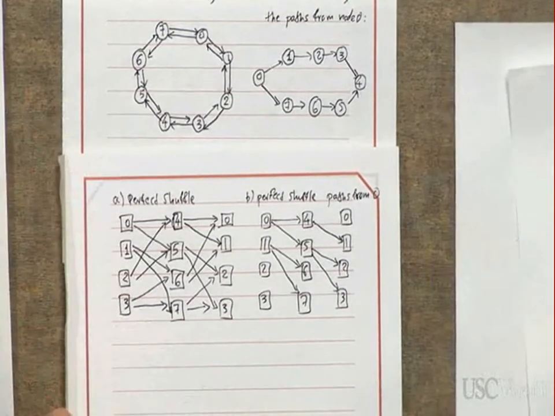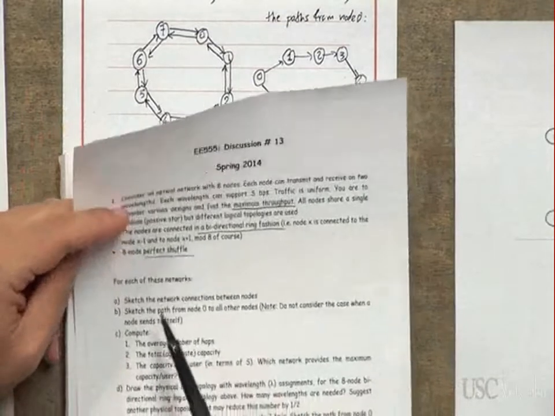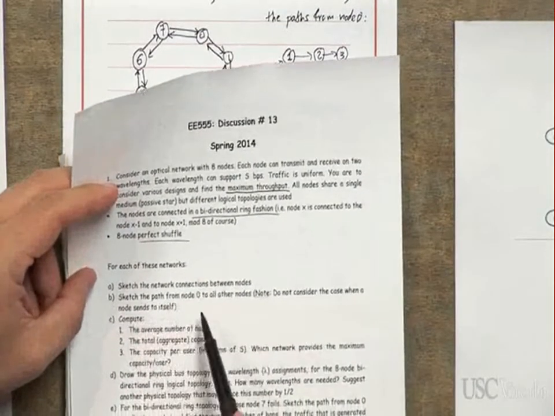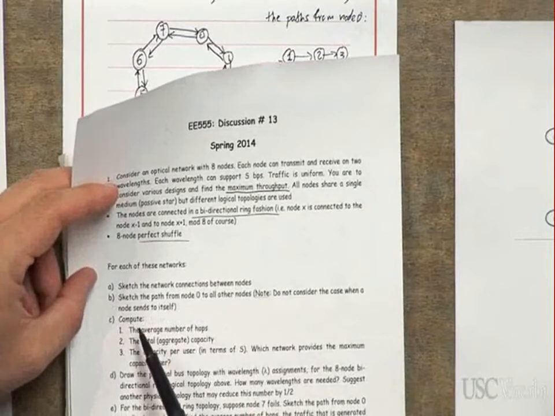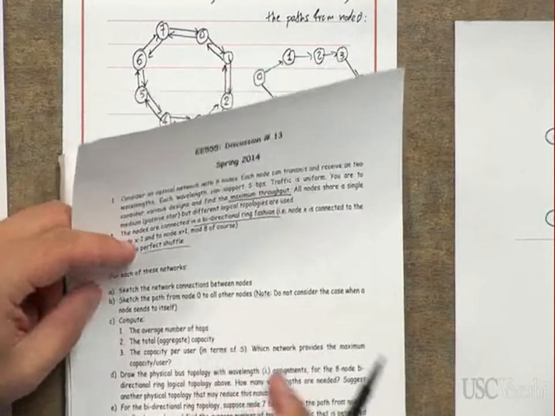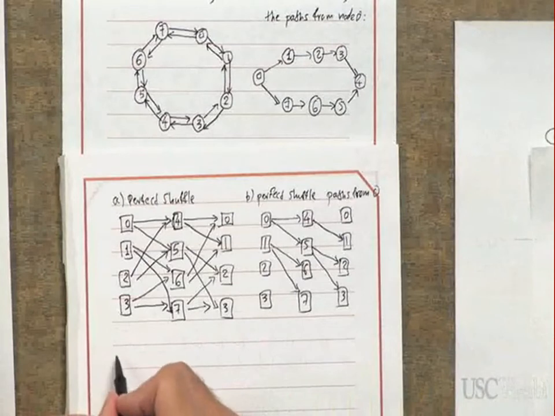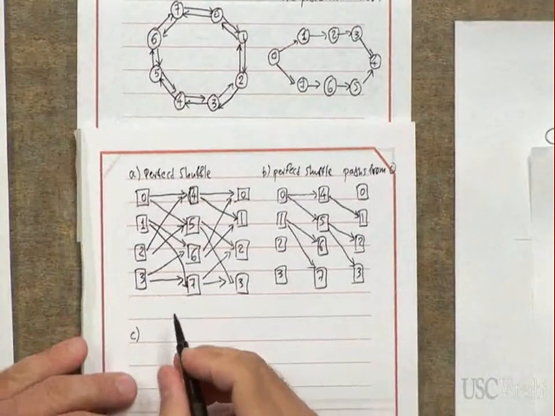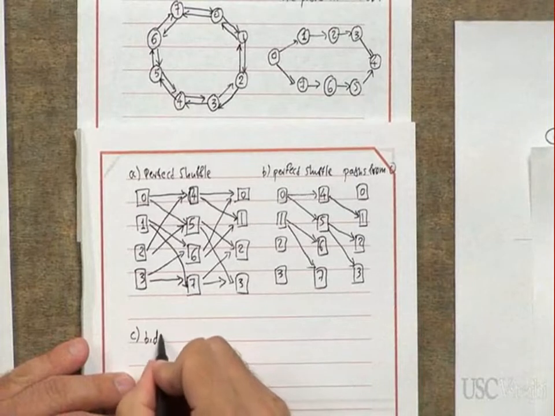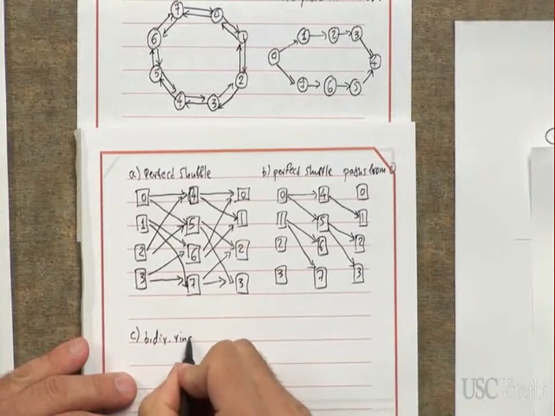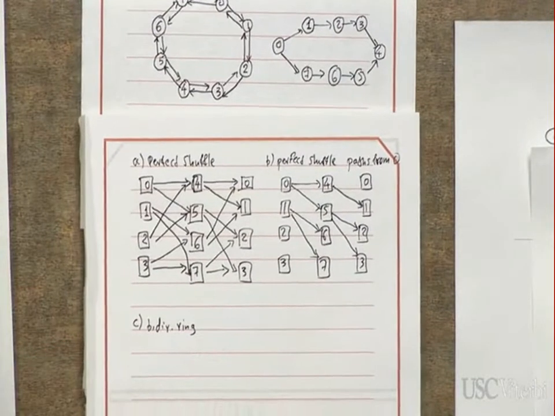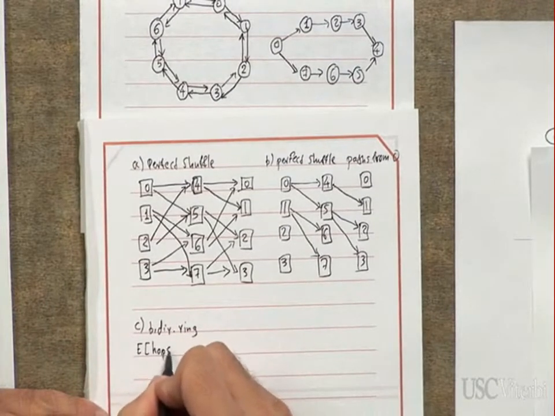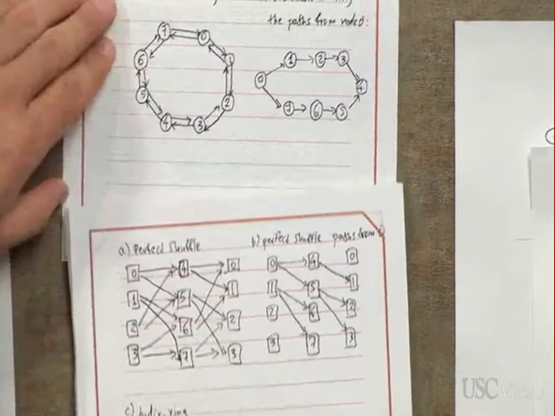Okay. Now what questions have we covered? We have covered the first one, sketch the network connection, sketch the path from node 0, and now we go to C, compute the average number of hops. C, for bidirectional ring, expected number of hops, excuse me. Let's go back to the ring.